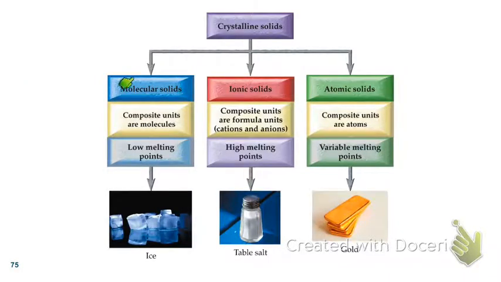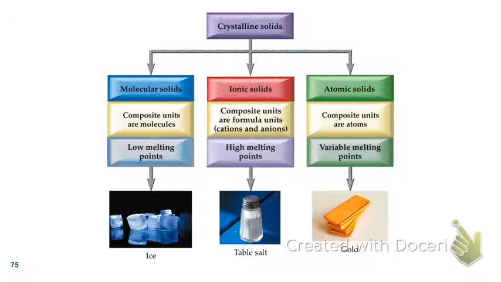So molecular solids are going to have molecules, hence the name. Ionic solids are going to have formula units. They're going to be ionic compounds. They're going to have cations and anions. And atomic solids are by nature elements, and their composite units are atoms.